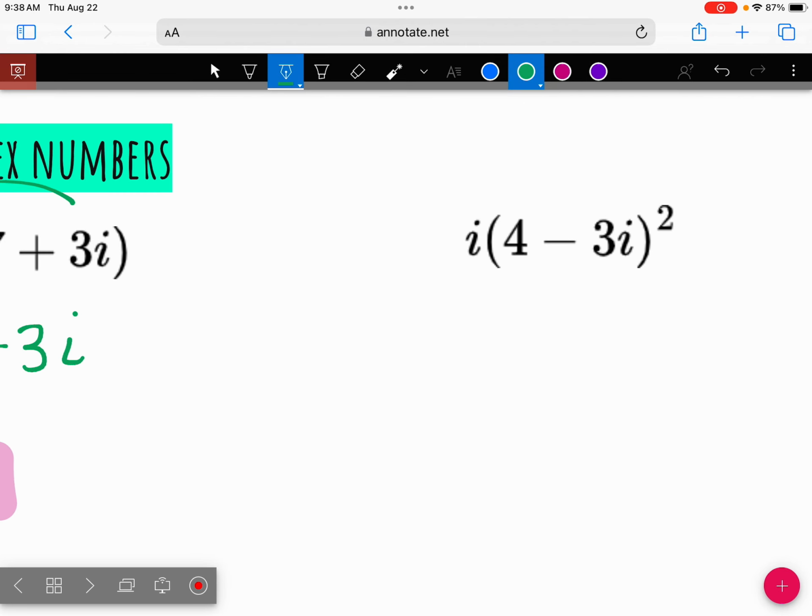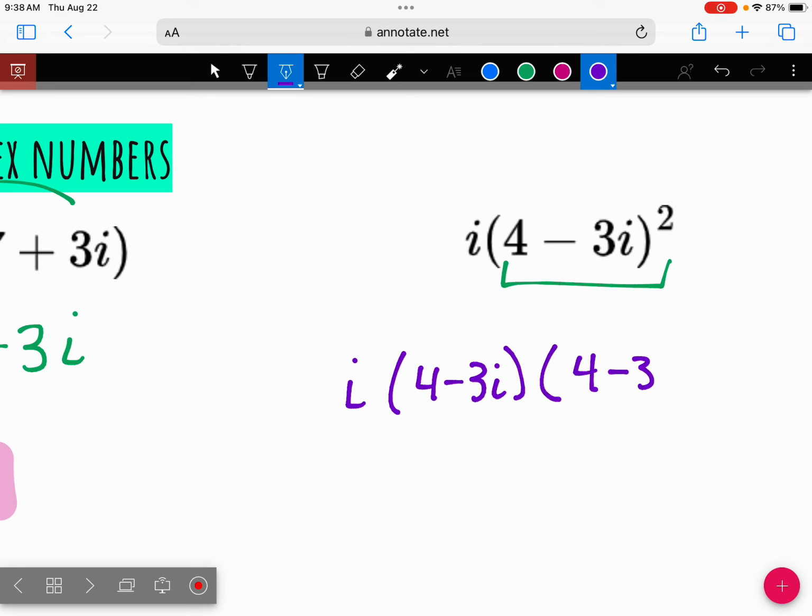So you can either do this as a squaring, or you can do this as i times 4 minus 3i times 4 minus 3i. However you want to think about it. Now it's multiplication, and I can multiply the i in, and we stop at our closed parentheses because that's the stop sign when we distribute.